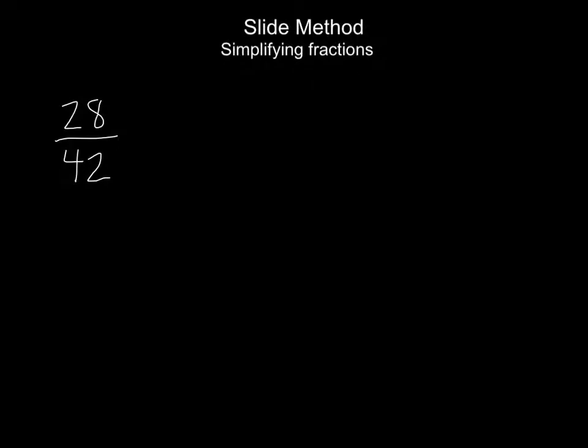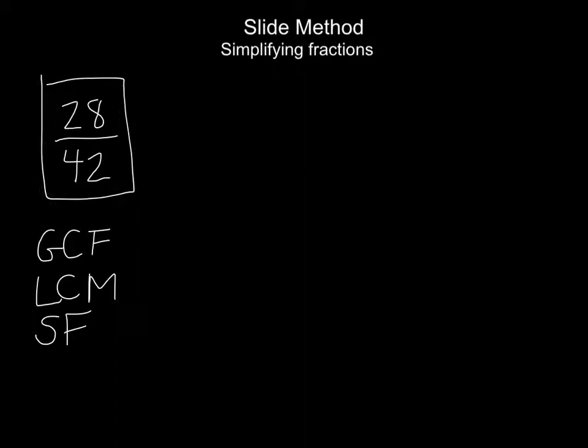In this lesson, you're going to learn how to use the slide method. To use the slide method, we can find several different things. One would be the GCF, our greatest common factor. We can also find the LCM, the least common multiple, and I can also simplify a fraction, and I call that SF for simplest form. So I'm going to start by looking at this fraction.